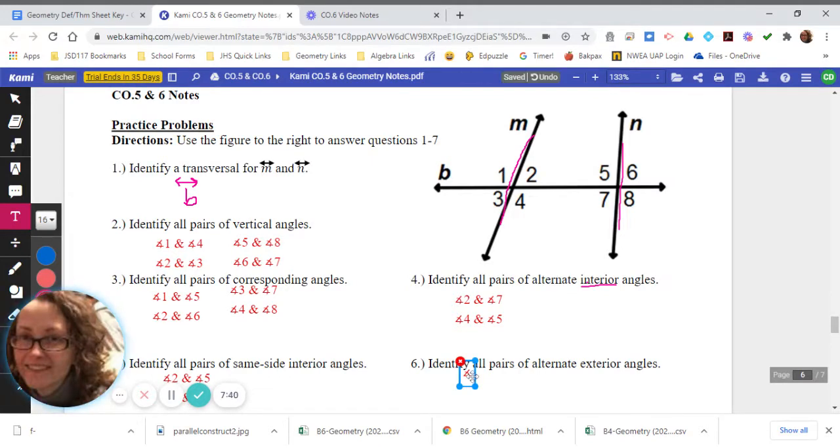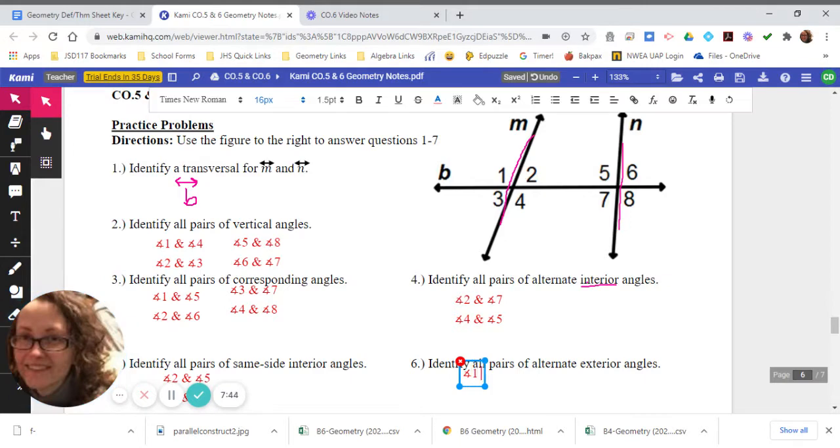So my answers here are going to be angle 1 and angle 8. And then angle 3 and angle 6.